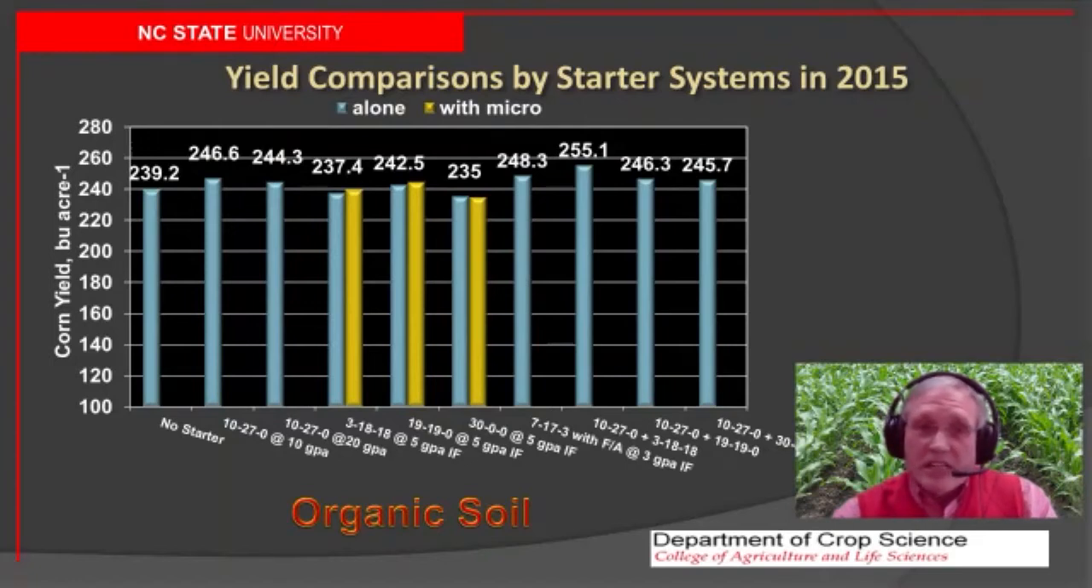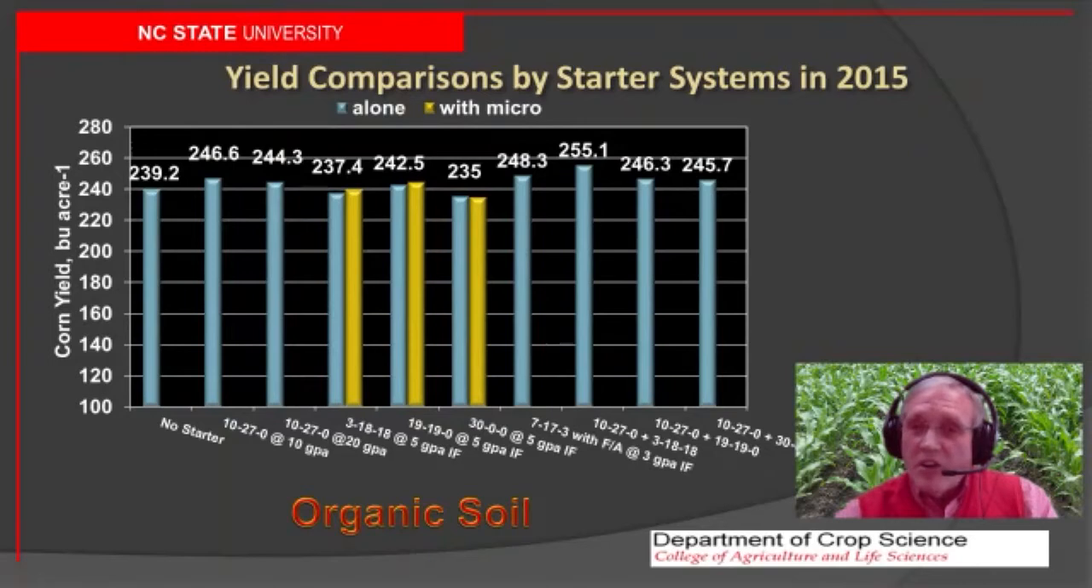Here's a comparison in 2015 on an organic soil down in Terrell County. And you can see here, we've got some difference. There's no starter in that very first bar. There's a 10-27-0 at 10 to 20 gallons. You can see there we're making what, 7, 8 bushel differences there at best.